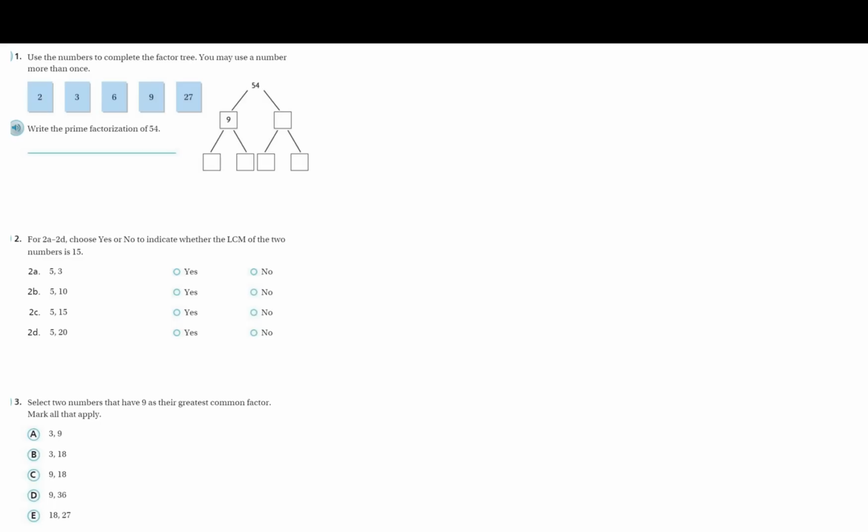Alright, let's get started. Number 1 says use the numbers to complete the factor tree. You may use a number more than once. Okay, it's important. We always got to read our directions so we can use these numbers more than once.